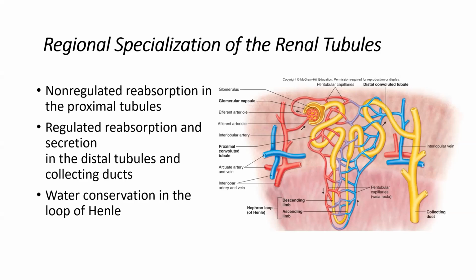So water conservation, meaning that we allow the body to hold on to more water. And this is where we really concentrate the urine and make the urine less watery. This mostly happens in the loop of Henle. We're going to talk about that as well.